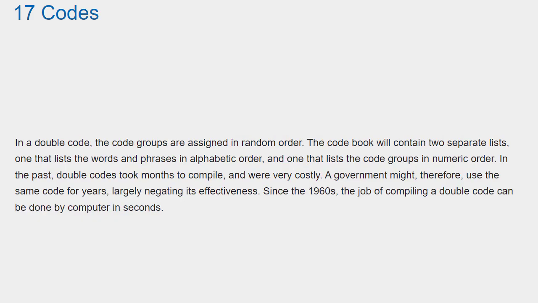In a double code, the code groups are assigned in random order. The code book will contain two separate lists, one that lists the words and phrases in alphabetic order, and one that lists the code groups in numeric order. In the past, double codes took months to compile and were very costly. A government might therefore use the same code for years, largely negating its effectiveness. Since the 1960s, the job of compiling a double code can be done by computer in seconds.